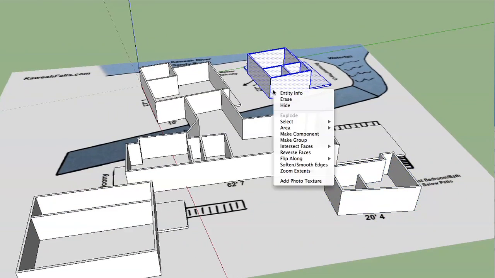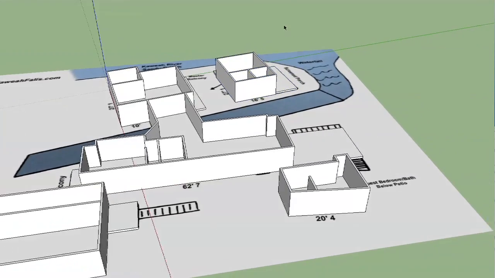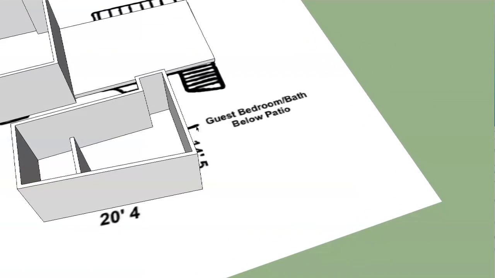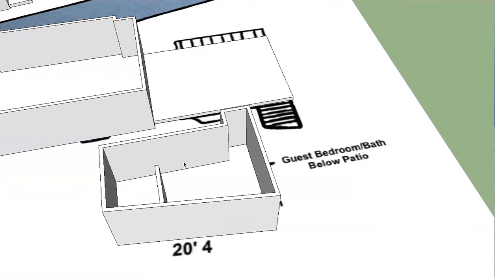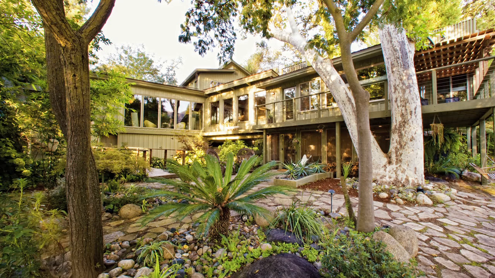And the reason for that, if you look at the floor plan, as you can see over here, for example, this says guest bedroom and bath below patio. So this is the patio right here. This goes below it. And if you look at some of the photos that we have in the gallery of the Kaweah Falls House, you can see that there are rooms on top of each other. It is, in fact, a multi-story house. So we're going to go ahead and stack these rooms on top of each other the way they are in the model. So we're really going 3D with this.